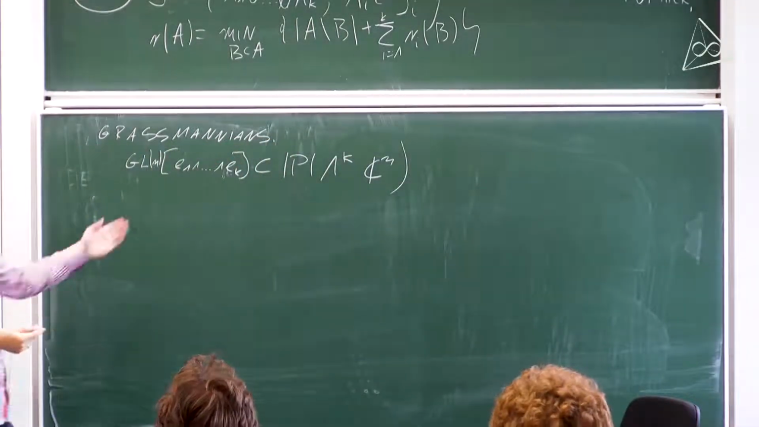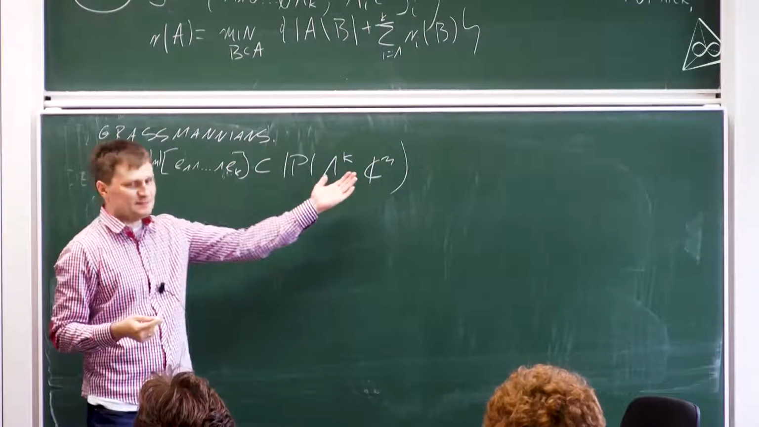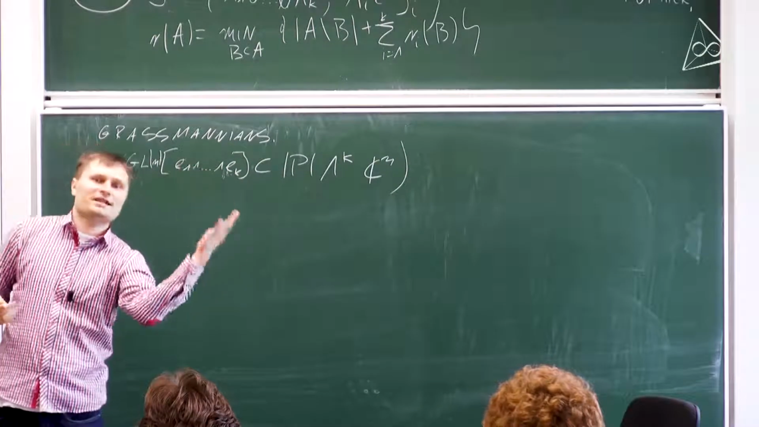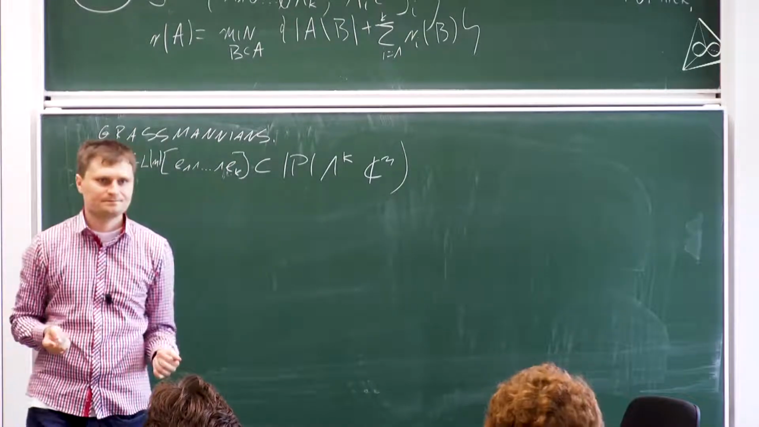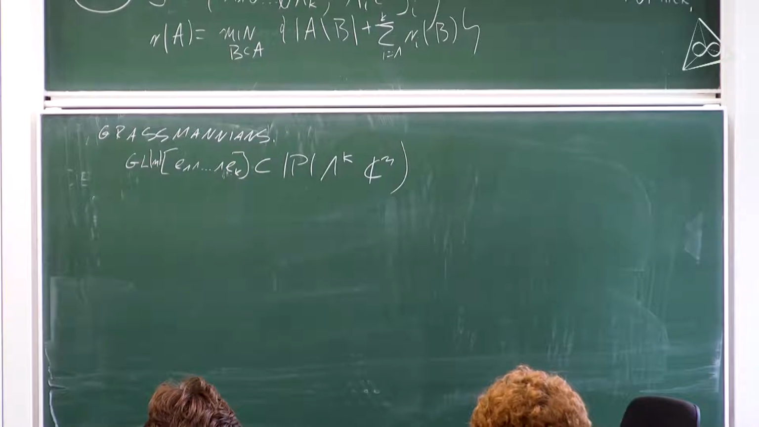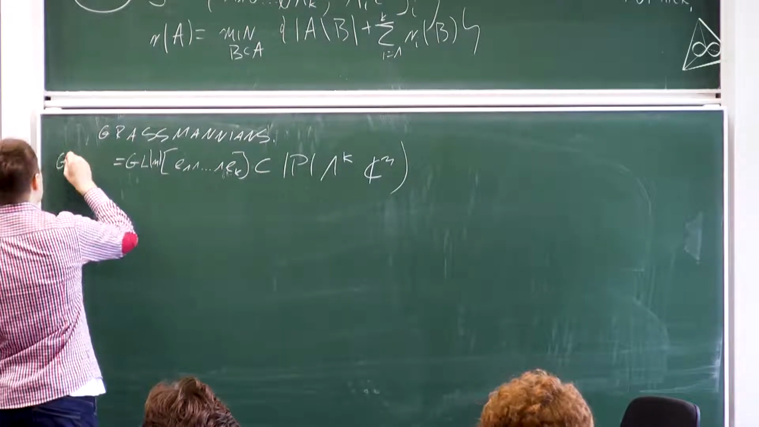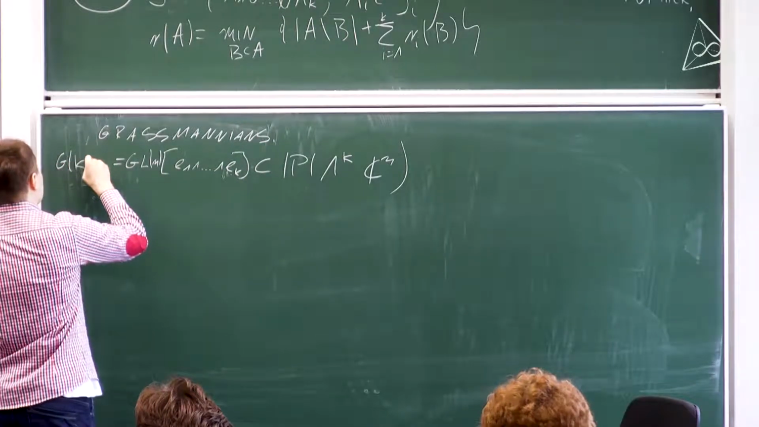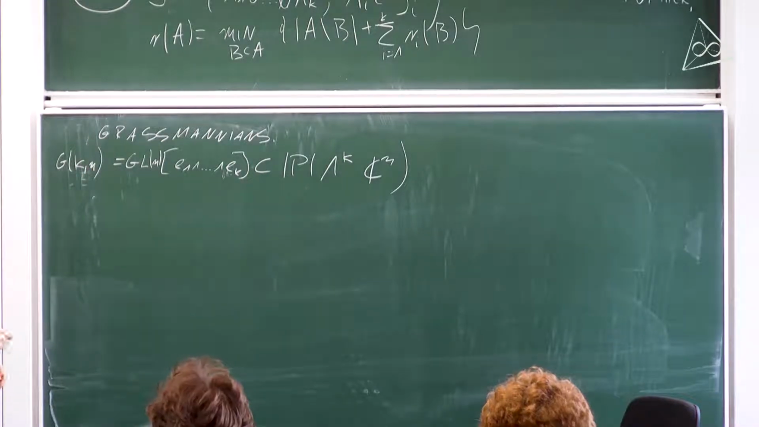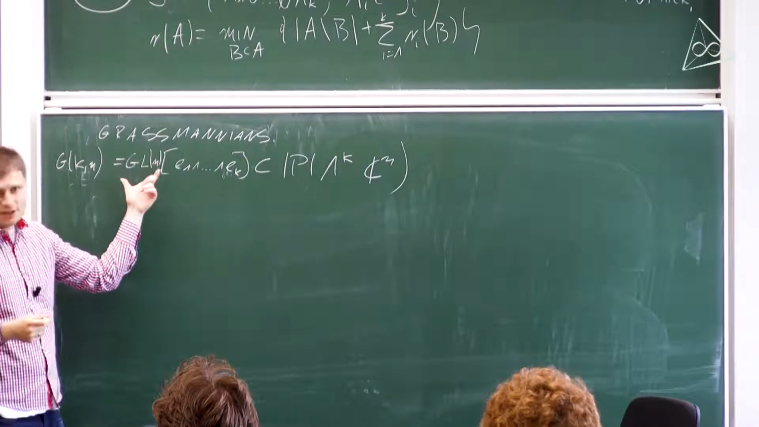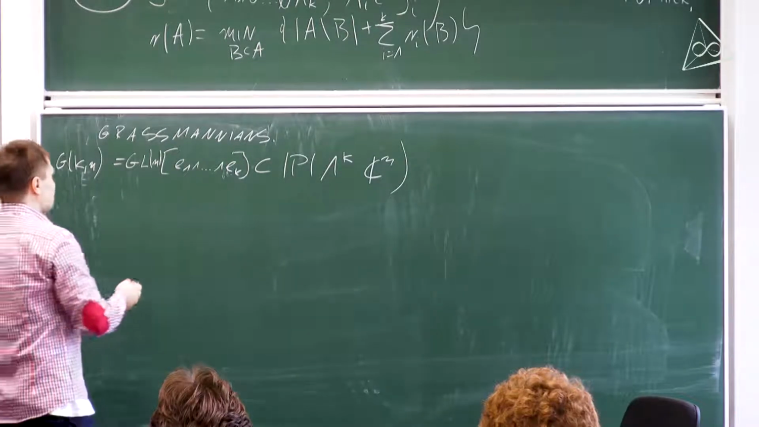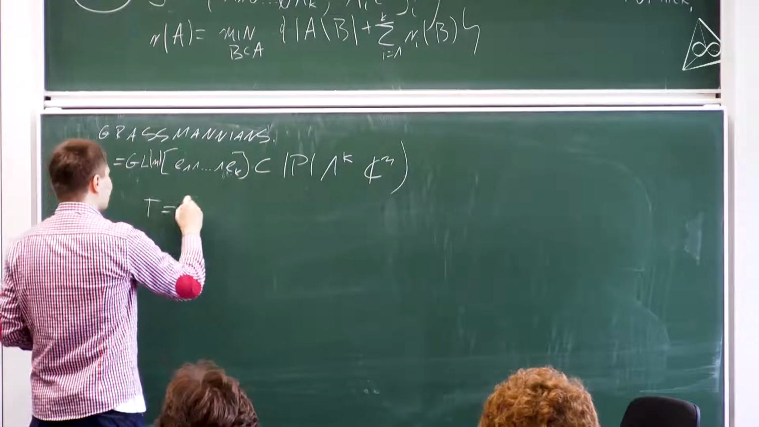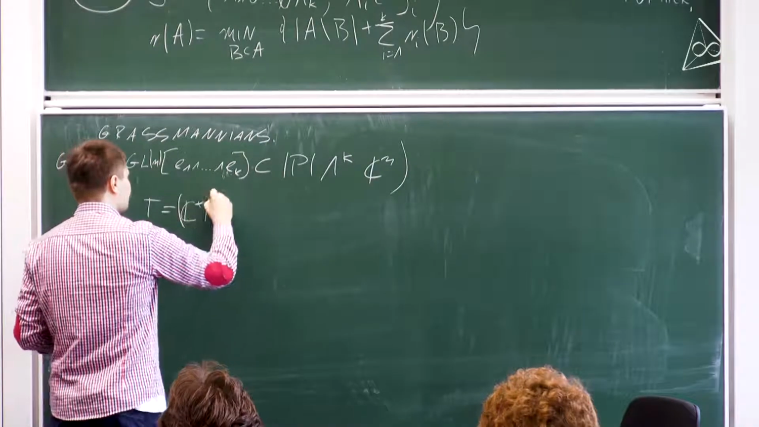In other words, you fix a k-dimensional subspace of C^n, and every other k-dimensional subspace can be obtained by changing the coordinates. Okay, this is the Grassmannian G(k,n). Now, instead of acting with all invertible matrices, we could ask what happens if we act just with the torus of diagonal matrices.